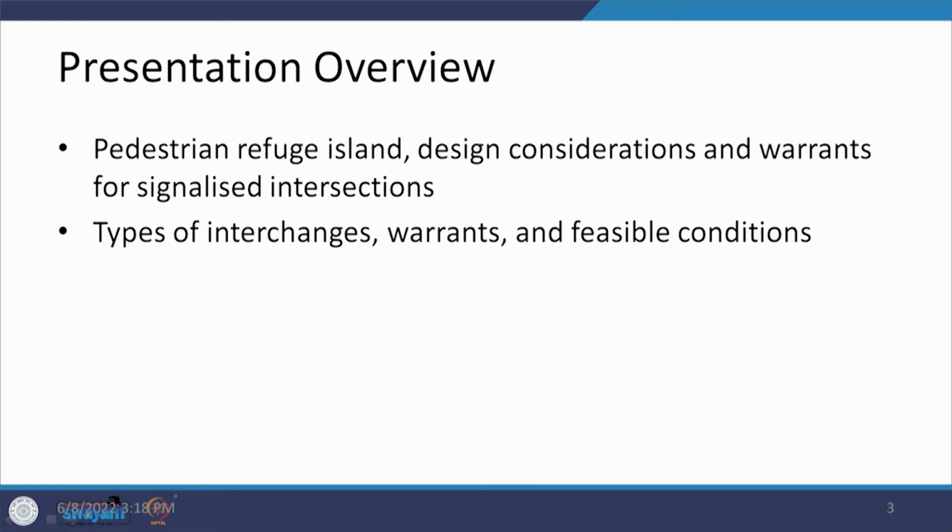In today's interaction, we are going to talk about further elements. The very first thing we are going to look at is the pedestrian refuge island. Then we will take up the design considerations and the warrants required for making an intersection signalized. After that, we are going to talk about the various types of interchanges and the warrants or feasible conditions for those. Let us start with the pedestrian refuge island.